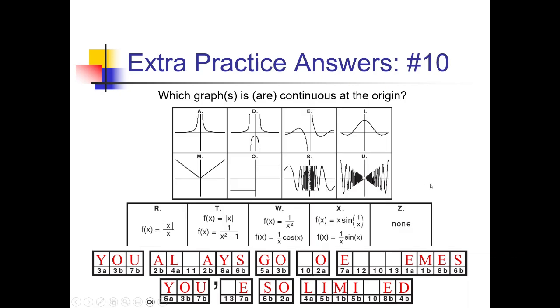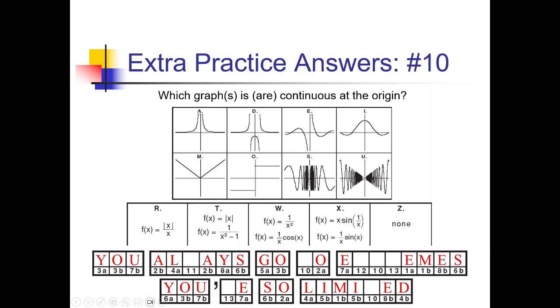So now we're on to number 10. Now for 10 through the rest of these, we're using these answer choices here. I still have the graphs displayed so that we can look at them and hopefully we remember which one was which, but we're going with these answer choices. So for number 10, they want to know which graphs out of these 5 selections is or are continuous at the origin. So I think we can eliminate some of these pretty quickly.